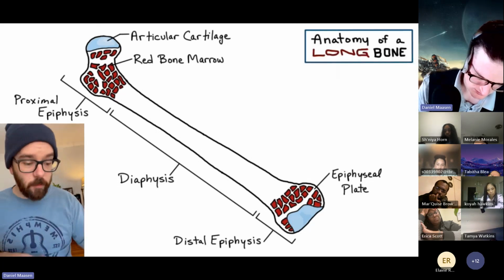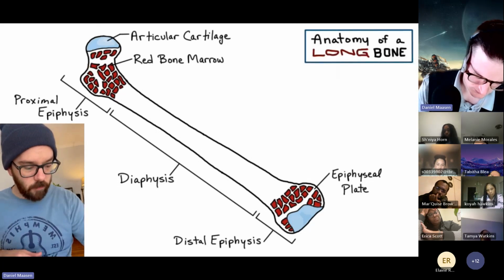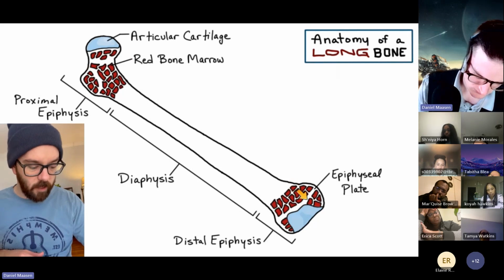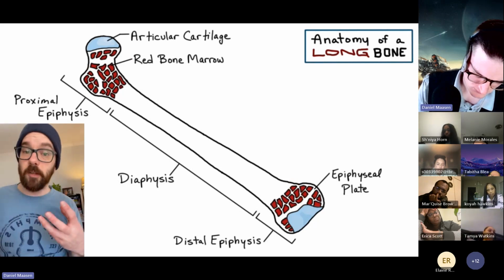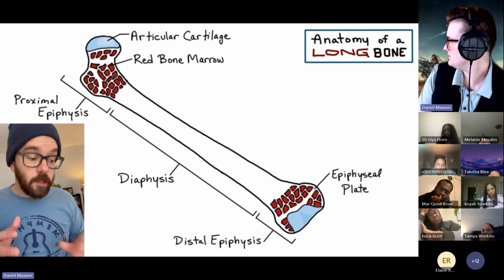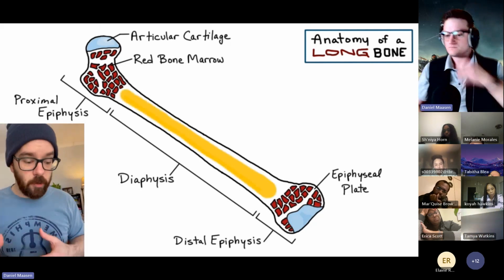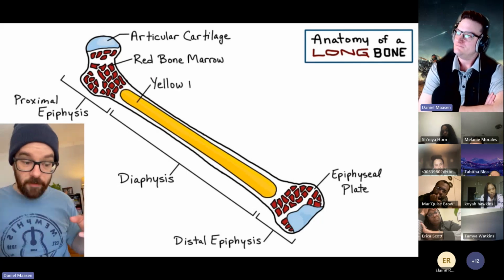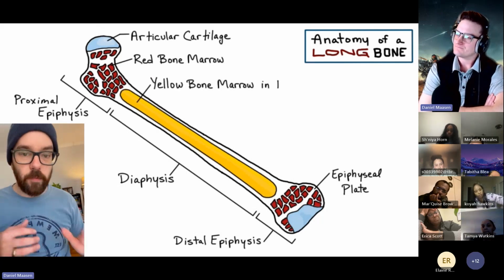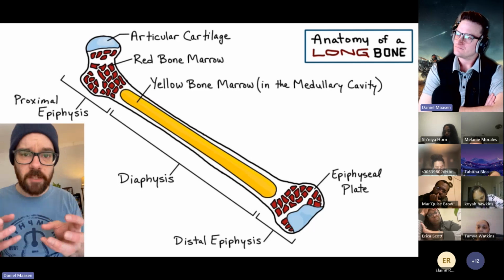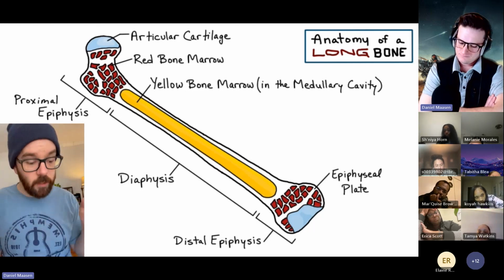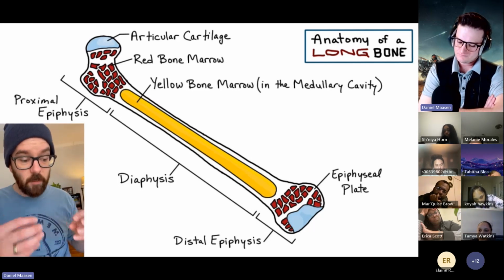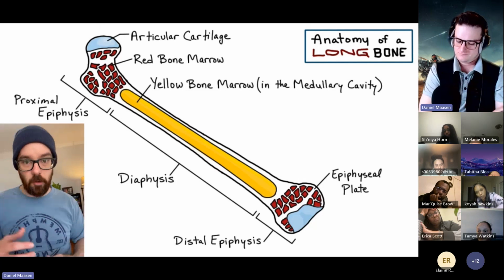And so in the case of the femur, we've got a few of those, one right there, and then one down on this end. But depending on the bone, those epiphyseal plates will be arranged slightly differently. In addition to red bone marrow, we also have yellow bone marrow. Yellow bone marrow is going to run down the length of the bone, or the diaphysis, and it's going to fill what we call the medullary cavity. A cavity is just a hollow space inside of the body, and so this is a hollow space inside of the bone, but it's filled with this yellow bone material.